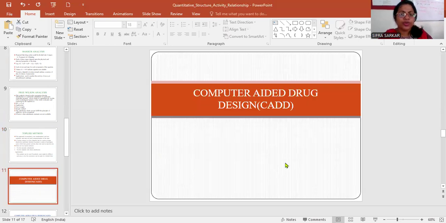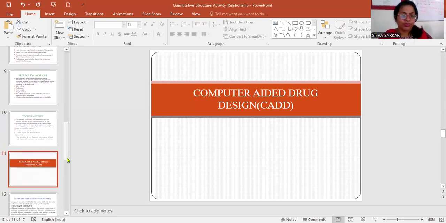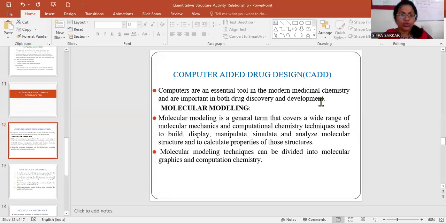Now going to computer-aided drug design. So through this QSAR, we can design the drug through a computer-aided program. Okay. So, going to the discussion. Computers are an essential tool in modern medicinal chemistry and are important in both drug discovery and development. So, coming to molecular modeling. What is molecular modeling? Molecular modeling is a general term that covers a wide range of molecular mechanics and computational chemistry techniques used to build, display, manipulate, simulate and analyze molecular structures and calculate properties of these structures.